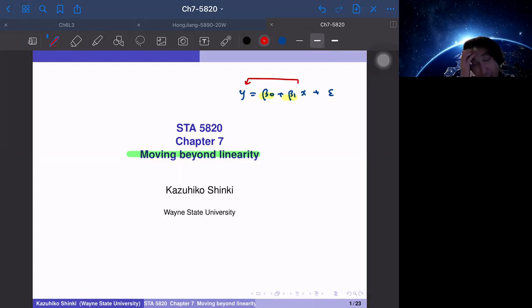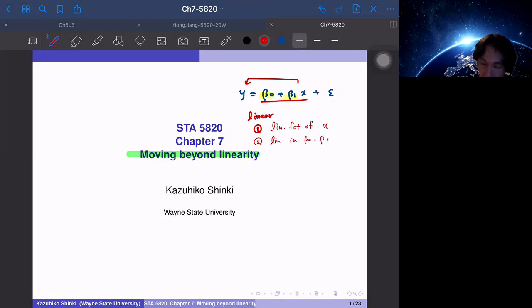So this is linear in two meanings. The first meaning is that the function beta naught plus beta 1 x is a linear function of x. But the second point is that this is linear in beta naught and beta 1. And actually, when we say a linear model, the second one is more important.